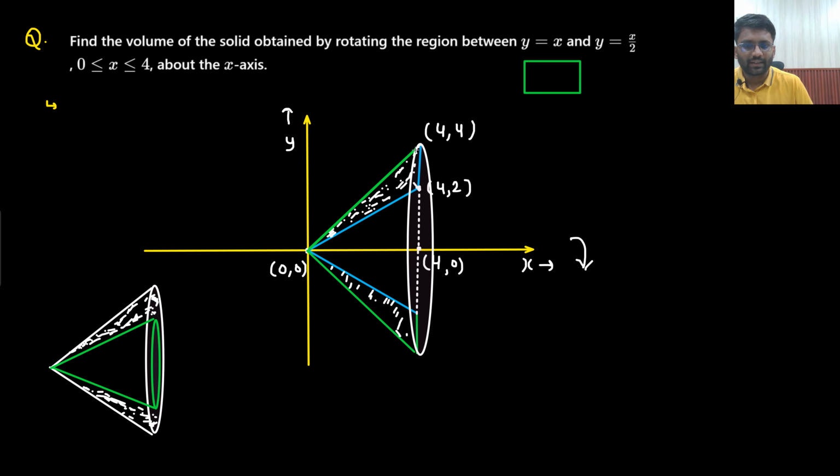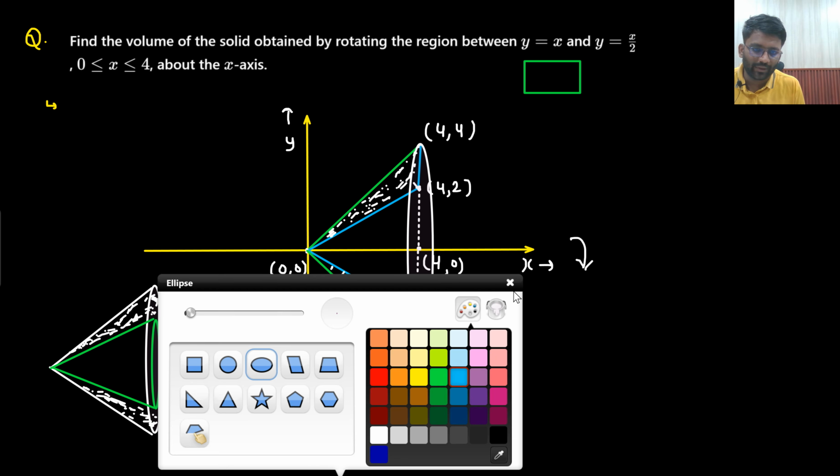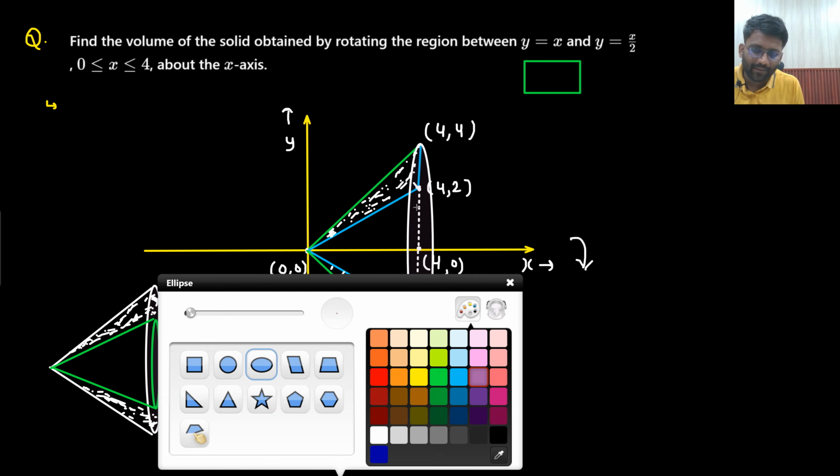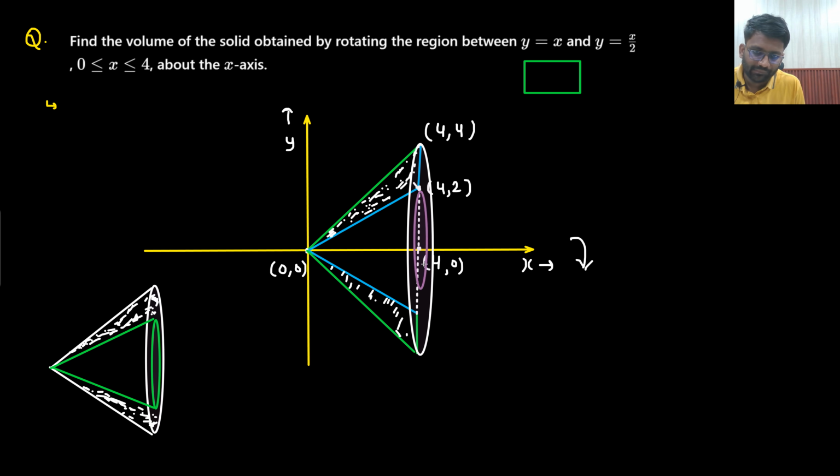So a bigger cone is there and a smaller cone is there. Inside this there is a smaller cone also available. So from the bigger cone you need to subtract the smaller cone. That's the question.